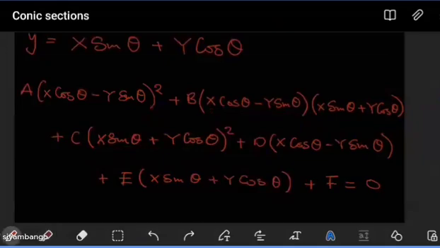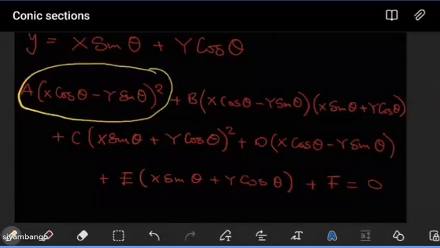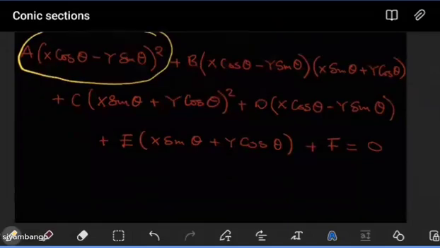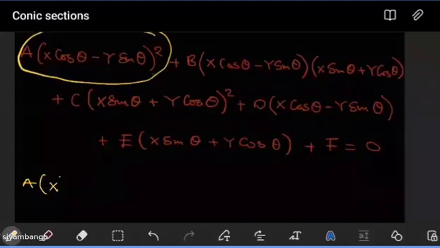I'll change color here. So let me start with the first term. I'll do it in yellow so that it's easy to track it. So we'll have a here. When I square this, it's x cos theta squared. It will be x squared cos squared theta. And this is going to be minus. So x and y will multiply, but it will do it twice. So it will be 2xy. And this is going to be sine theta cos theta.